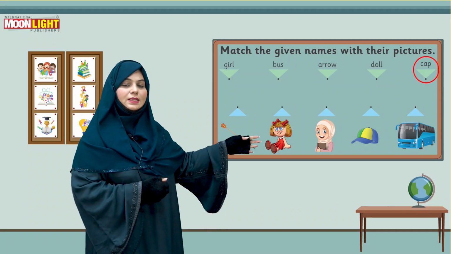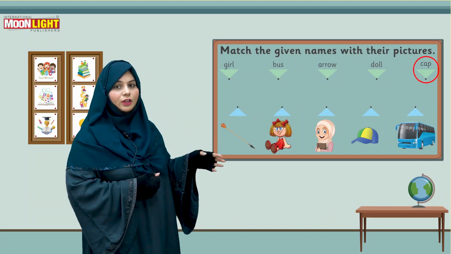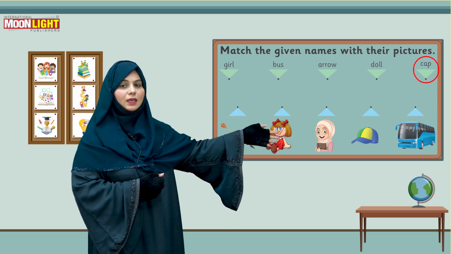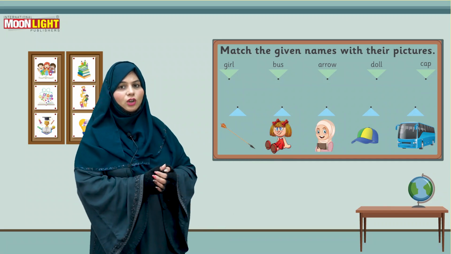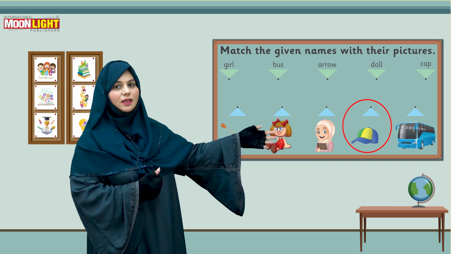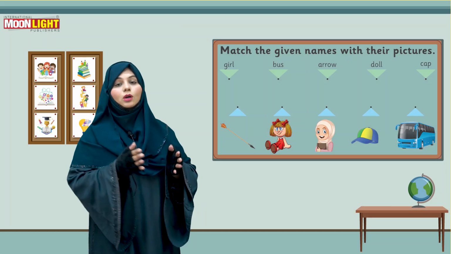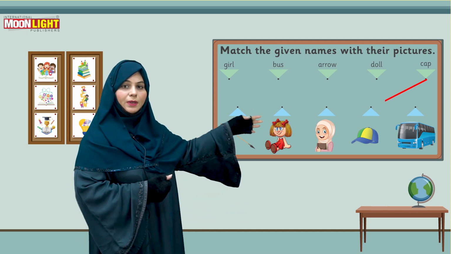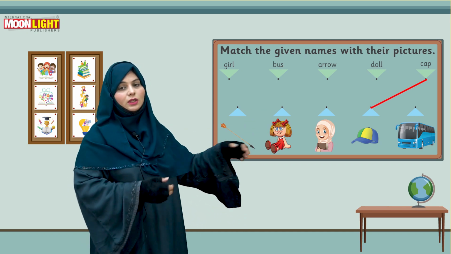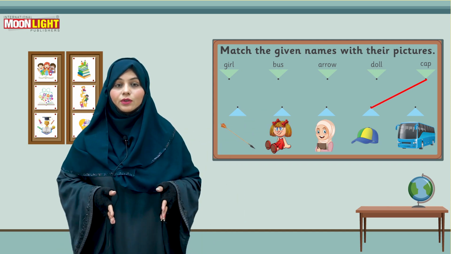Now there is a last word. Now read it with me. C-A-P. Cap. Okay, find out where is cap. Yes, here is cap, second last, next to bus. Now match the spelling of cap with the picture of cap. Yes, match it neatly.